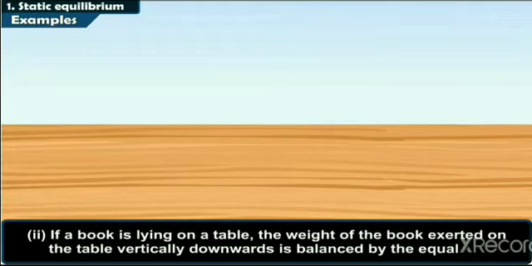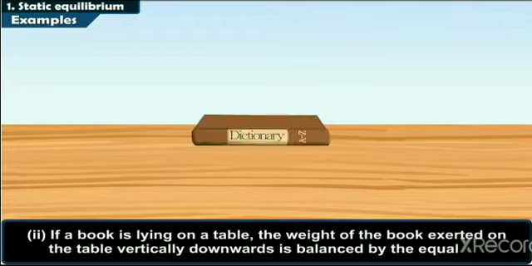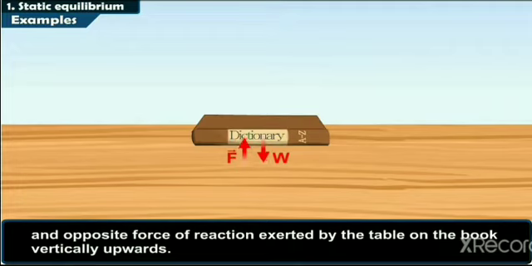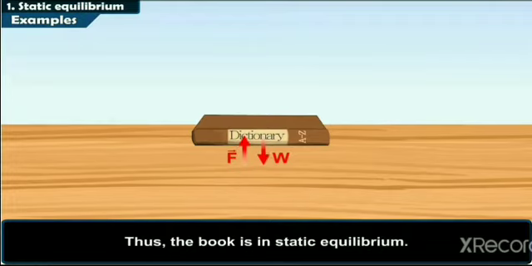Second, if a book is lying on a table, the weight of the book exerted on the table vertically downwards is balanced by the equal and opposite force of reaction exerted by the table on the book vertically upwards. Thus, the book is in static equilibrium.